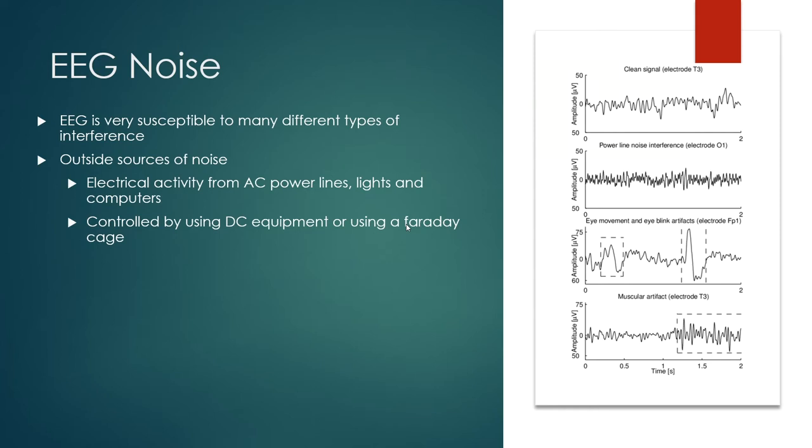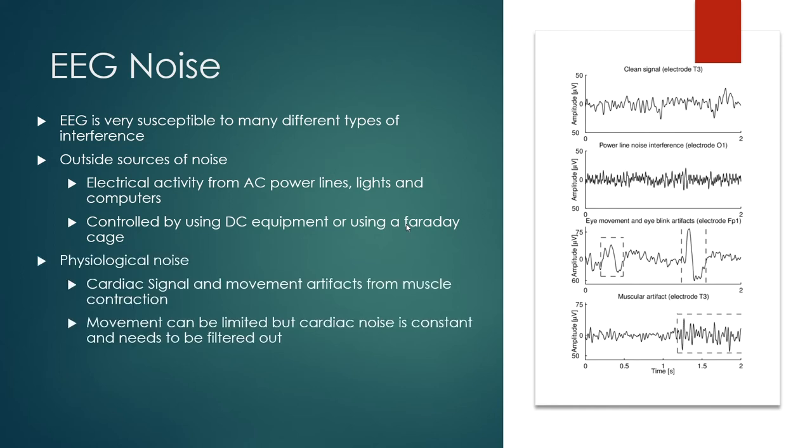There are a lot of people that will reduce this by using equipment that only uses direct current. And there are other people that will actually put their participants in a Faraday cage. A Faraday cage is a room that's been sealed off from any type of electrical interference. They use certain metals to line the entire room that absorb that electrical activity, and it never gets to the electrodes. That's expensive, and it's hard to do. So a lot of EEG researchers have to just deal with the noise that's coming from their electrical equipment.